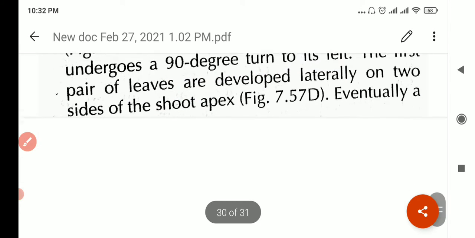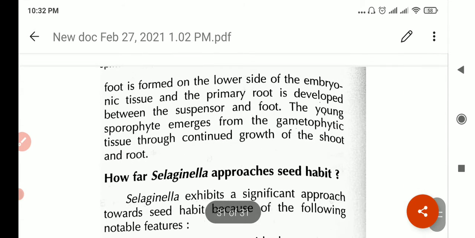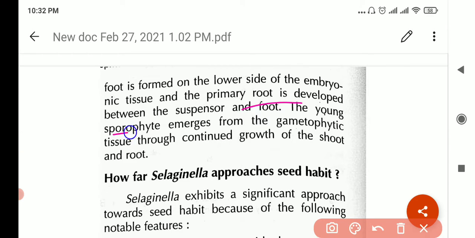So eventually a foot is formed on the lower side of the embryonic tissue, and the primary root is developed between the suspensor and the foot. Then the young sporophyte will come out from the gametophyte tissue, that is from the megaspore, and it will continue to grow. Its shoot will continue to grow and the root will also grow.